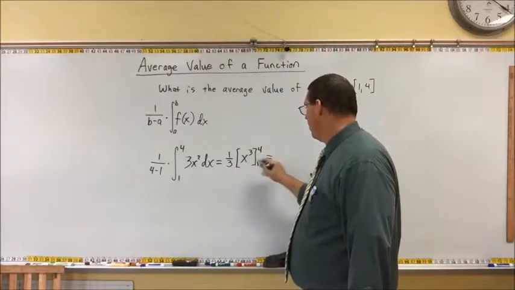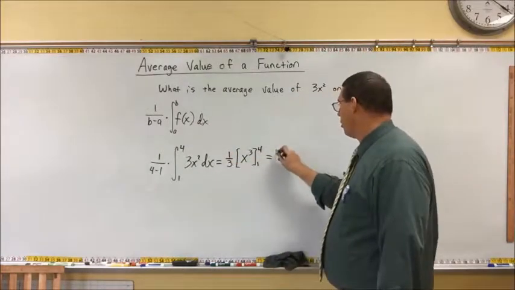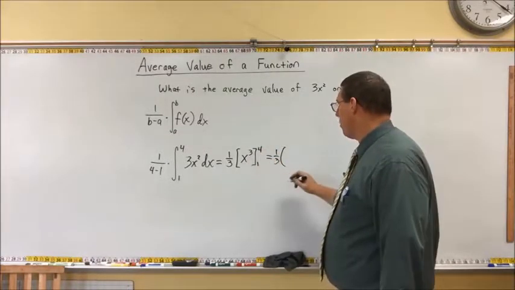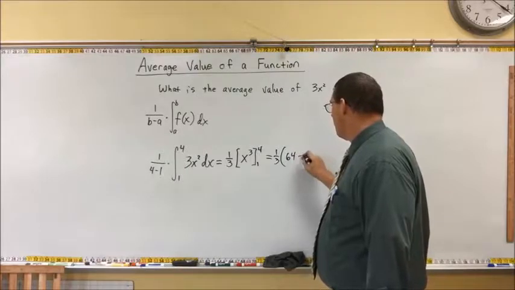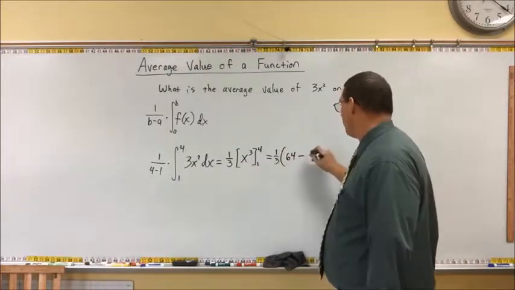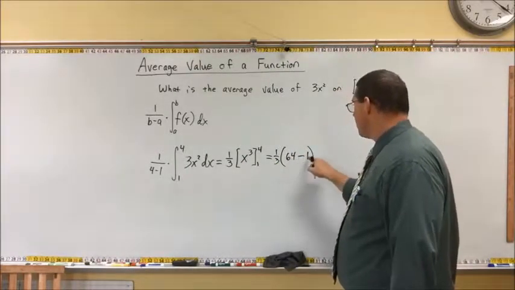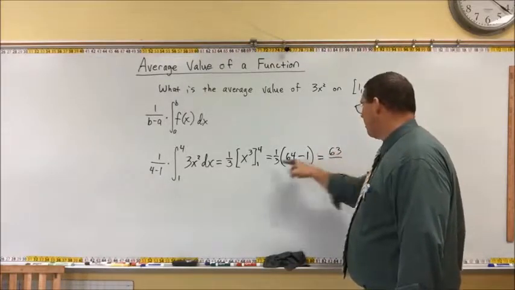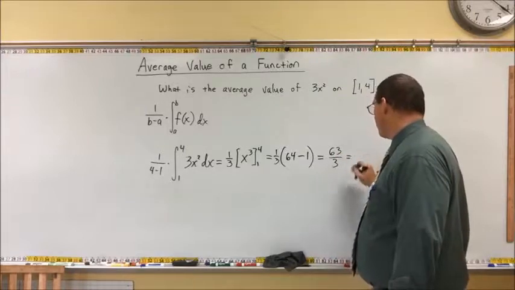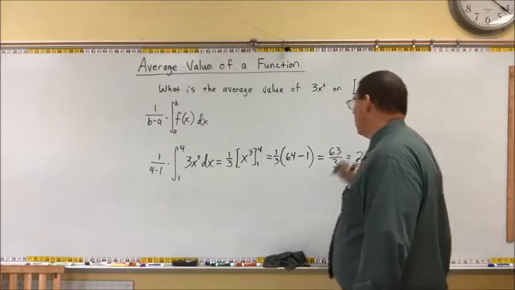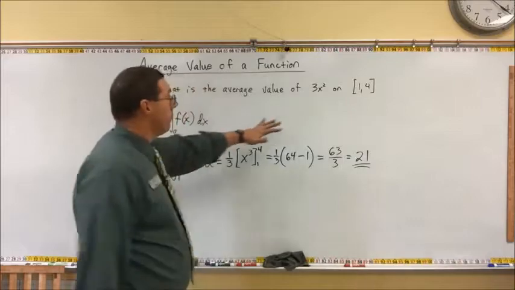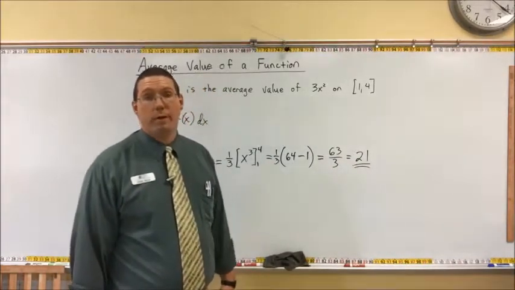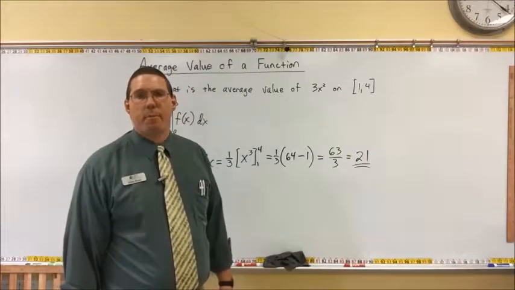And so this is now going to become 1/3 times, plug the 4 in. 4 to the third power is 64, minus, plug the 1 in. 1 to the third power is 1. 64 minus 1 is 63. Times 1/3 is 63 over 3, and the answer is 21. So the average value of 3x squared on the interval from 1 to 4 is 21. Okay? Let's try another example.